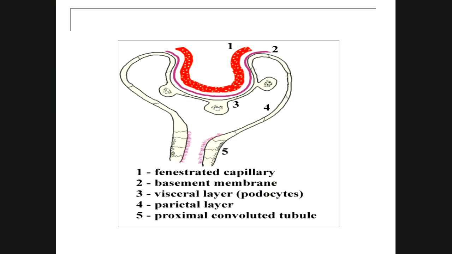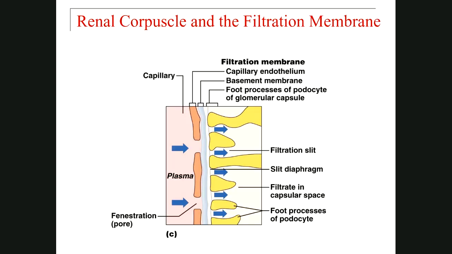In this picture you can see the parietal layer and also the proximal convoluted tubule with its microvilli and brush border too. In this picture, you can see the filtration membrane from the side. Here, you can see the fenestrated capillary, and in this part, you have the fenestrations or pores. After that, we have a complete basement membrane, and then these yellow structures are the podocytes. Between the pedicels of the podocytes, you can see the slits.